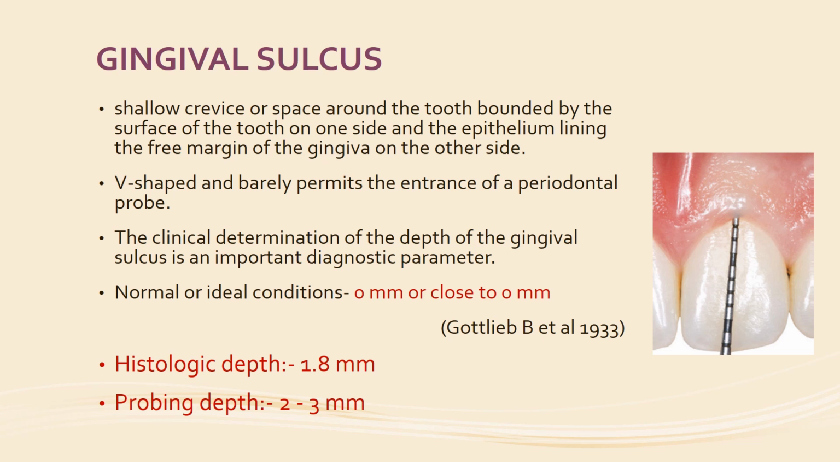According to Gottlieb B. et al. in 1933, in normal or ideal conditions, the gingival sulcus is of 0 mm or close to 0 mm while probing. But in normal humans, the histological depth of gingival sulcus is 1.8 mm and clinical probing depth is 2 to 3 mm.